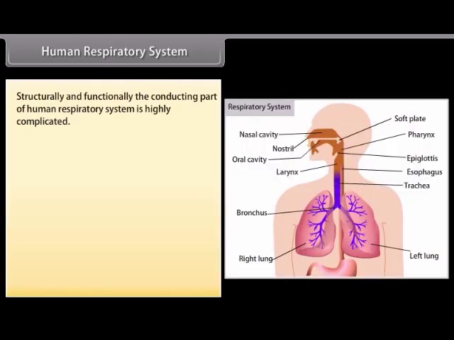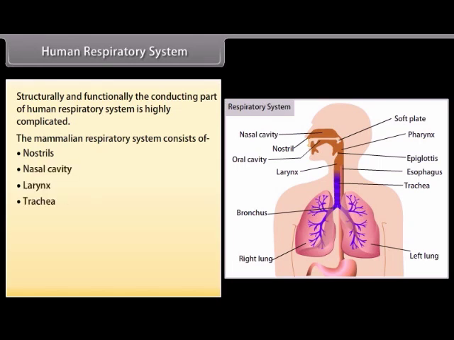Human respiratory system. Structurally and functionally, the conducting part of the human respiratory system is highly complicated. The mammalian respiratory system consists of nostrils, nasal cavity, larynx, trachea, bronchi, bronchiole, alveoli, lungs, diaphragm.